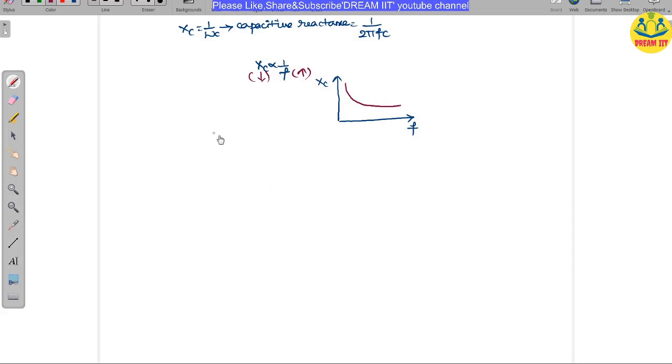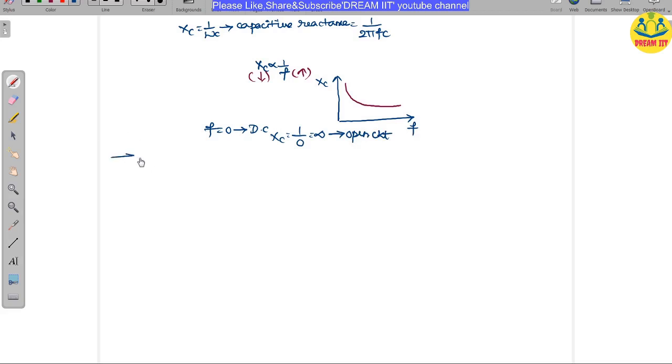Now a question will come: whenever you apply a DC supply, the frequency is 0. So what happens to the Xc? Something divided by 0 becomes an infinite value. Infinite means it is acting like an open circuit. So there it is acting like a short circuit, here it is acting like an open circuit.